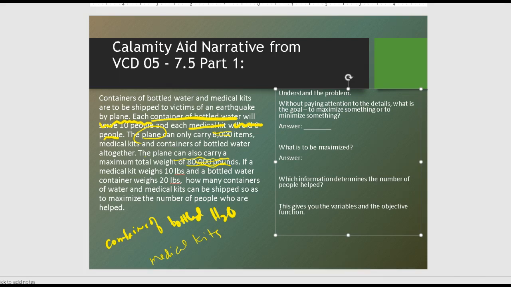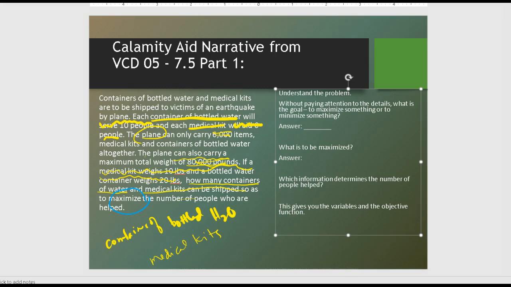If a medical kit weighs 10 pounds and a bottled water container weighs 20 pounds, how many containers of water and medical kits can be shipped so as to maximize the number of people who are helped? You will not focus on the numbers, but you will focus on this because it's a question. How many containers of water and medical kits can be shipped so as to maximize the number of people who are helped? Maximize. That's a key word here.